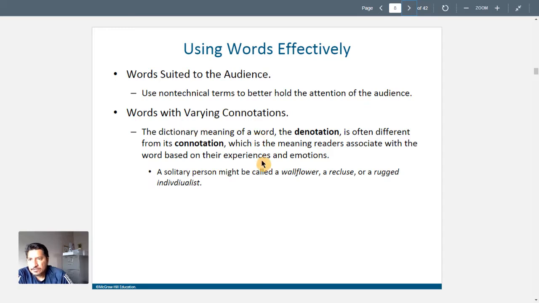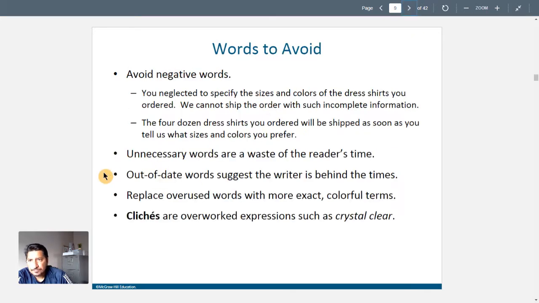Now, the dictionary meaning of a word, the denotation, is often different from its connotation, which is the meaning readers associate with the word based on their experience and emotions. They have given an example. A solitary person may be called a wallflower, or a recluse, or a rugged individualist. So always use a connotation as per your reader's details.